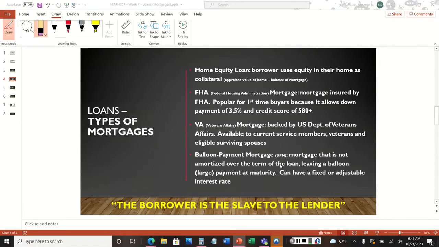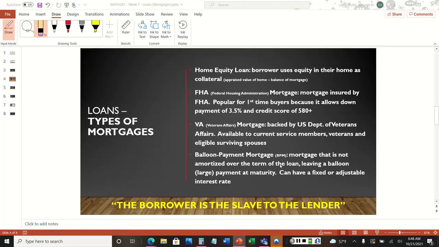And equity is pretty much whatever the appraised value of the home is minus whatever the balance of the mortgage is that you owe on the home. So if you don't owe anything on the home and your home is appraised at $100,000, that means that the equity that you have in your home is $100,000.